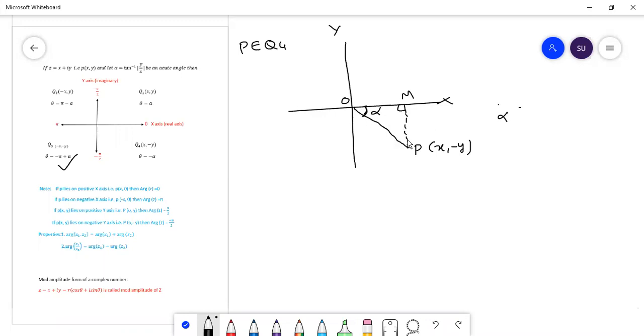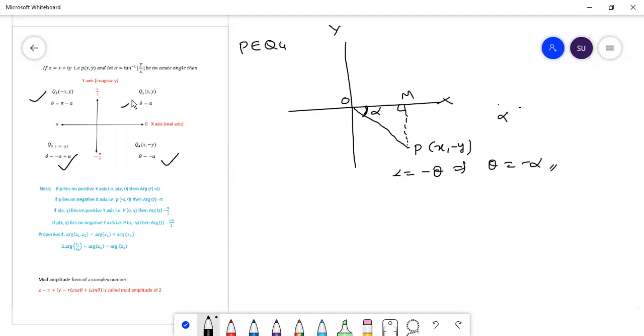The OP makes an angle with the x-axis. This is itself the argument, that is alpha, but it is a negative angle. That's why alpha is nothing but minus theta, which implies theta is equal to minus alpha. So in this case, theta is equal to minus alpha.